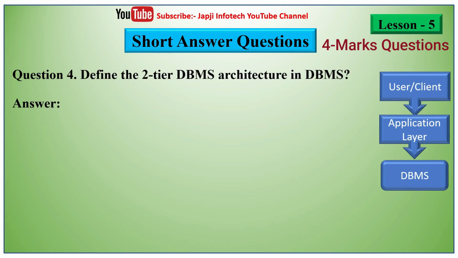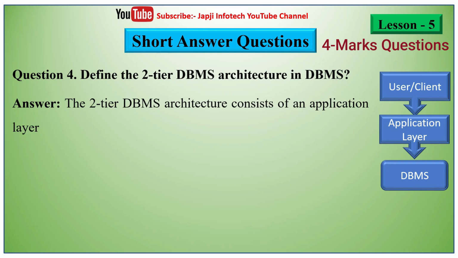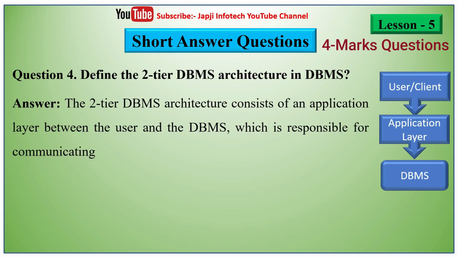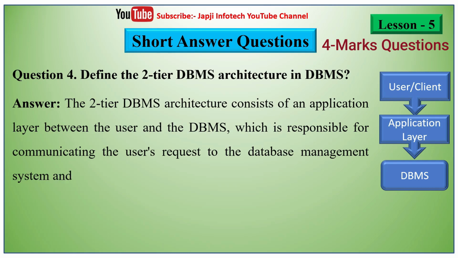And the fourth one is: define the two-tier DBMS architecture. The two-tier DBMS architecture consists of an application layer between the user and the DBMS, which is responsible for communicating the user request to the database management system and then replying to the user from the DBMS.